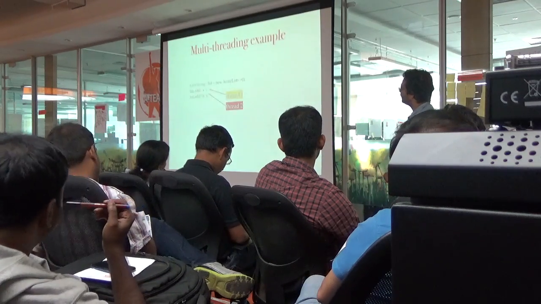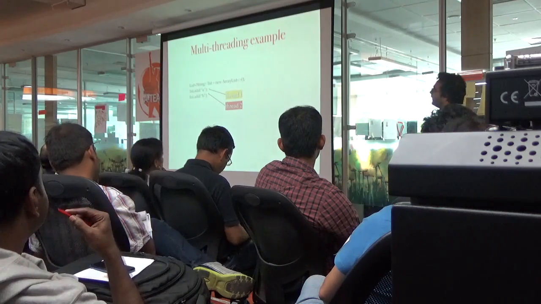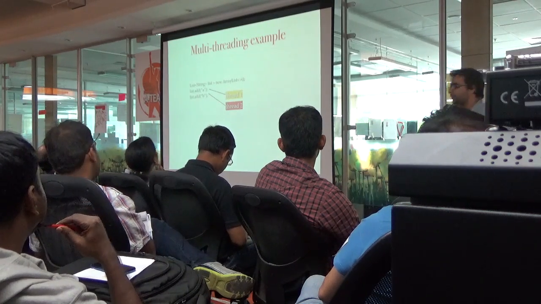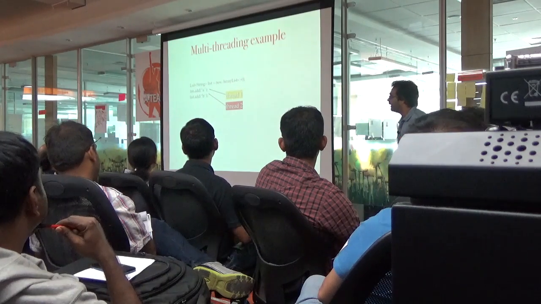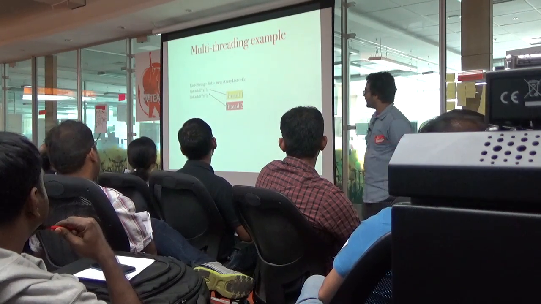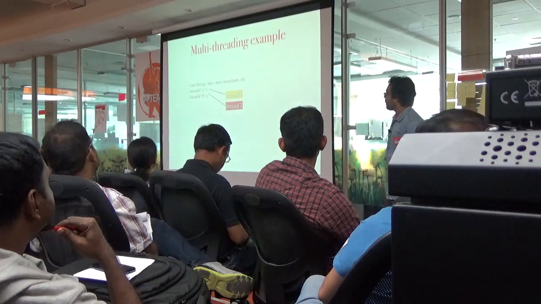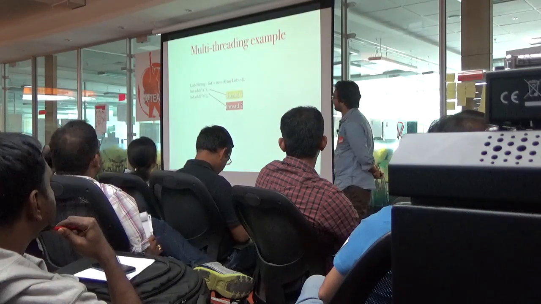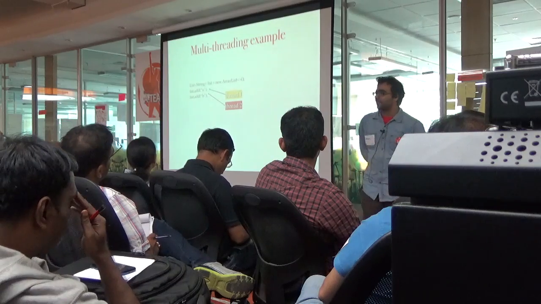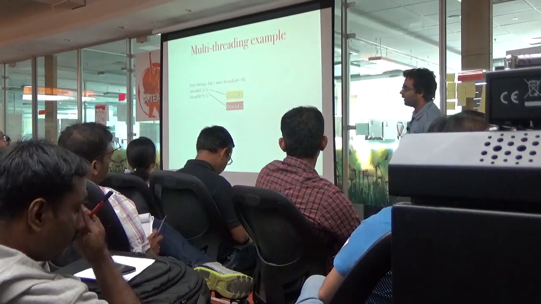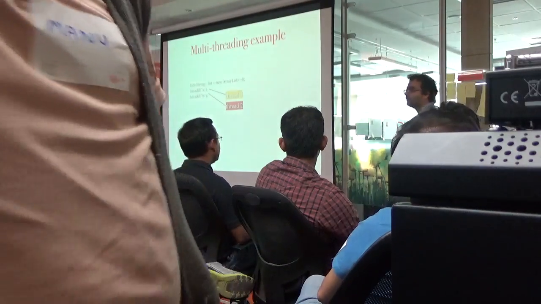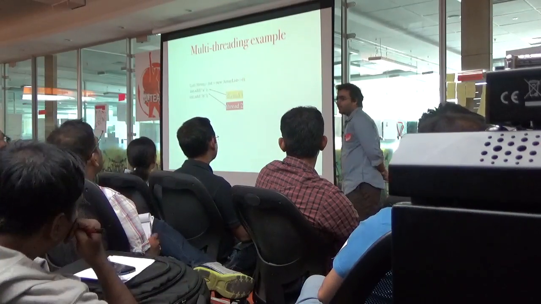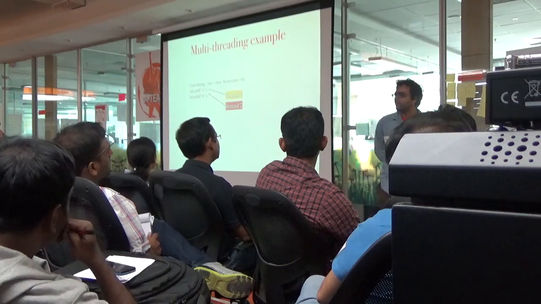Let me go to this. Have you seen this kind of code in your programming? This is one of the most common pieces of code. You are creating a list and you are just adding two elements into the list, right? What will happen if there are two different threads working on this list? What will be the final outcome? It will provide you a wrong result.